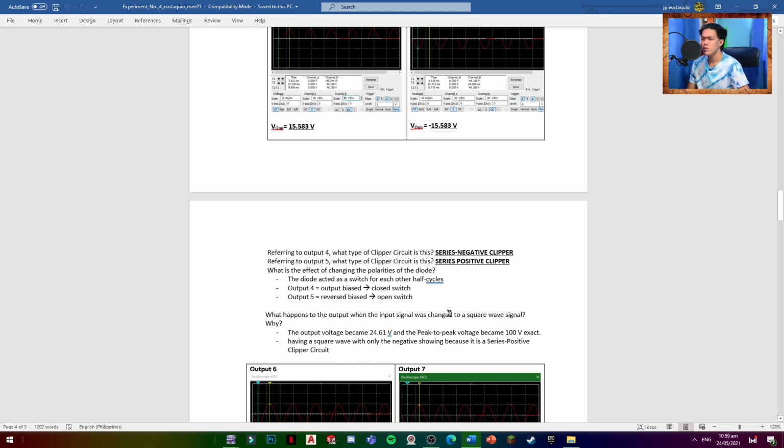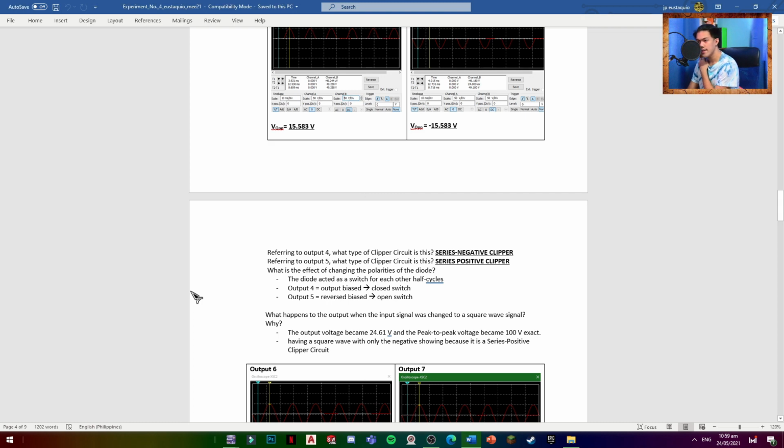So what happens to the output when the input signal was changed to a square wave signal, and why? The output voltage became 24.61 volts, and the peak to peak voltage became exactly 100 volts, because the square wave shows only the negative part, since it is a series positive clipper circuit.